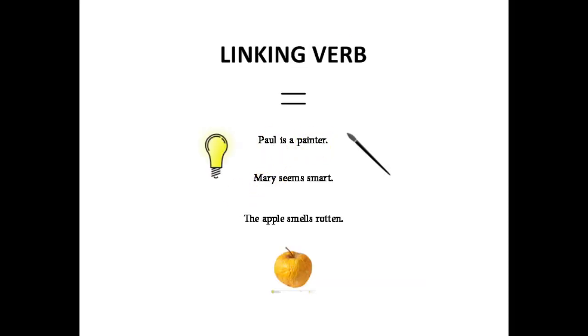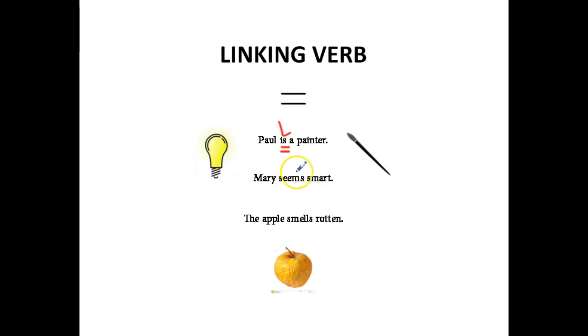So in this first sentence, Paul is a painter. It's pretty obvious. There's only one verb in the sentence. The verb is "is." It's on the list of linking verbs, so that's definitely a linking verb. So we can go ahead and double underline, label it L for linking.